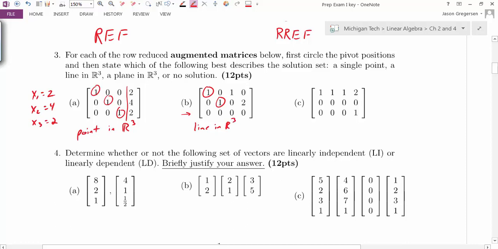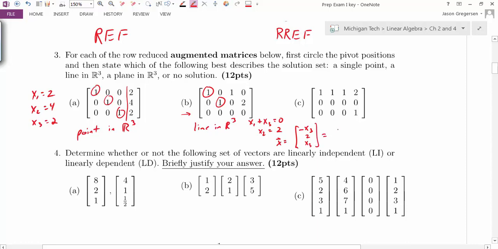Now if I wasn't sure about that, I could always try to generate the solution. My first equation would be x1 plus x3 equals 0. The next one would be x2 equals 2. And I could write that in parametric vector form. x1 is equal to negative x3 if I solve that first equation for x1. x2 is just equal to 2, and x3 is just free.